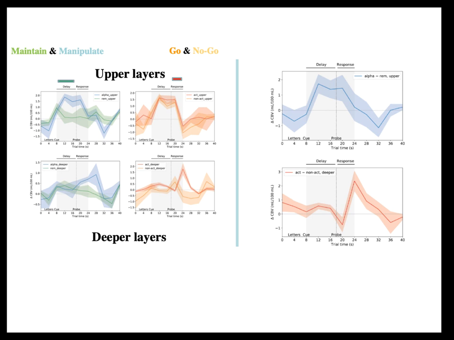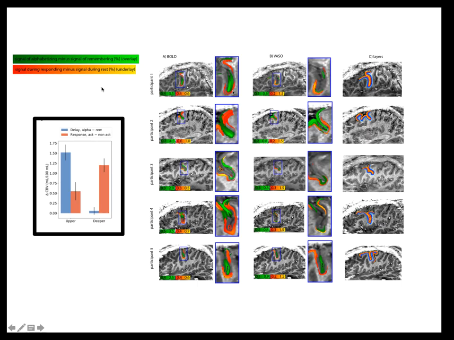And what we find is that in the upper layers, the upper layer is selectively modulated by the demand of the task. But the lower layer is not, and the lower layer is only activated when they actually have to send out a response to the motor cortex. So that was a very nice finding. This is a bunch of subjects, and it maps out quite cleanly that the upper layer is sort of the working memory maintenance, and the lower layer is the command to move your hand based on the working memory.